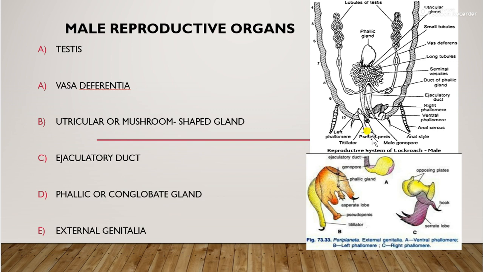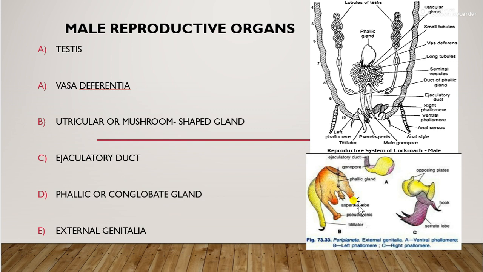Close to the pseudopenis are three small soft lobes, one of which bears a hook and is called the aspirate lobe. Look at this. This is the structure of the left phallomere. So this is the aspirate lobe. And the duct of the phallic gland traverses the left phallomere and opens between the aspirate lobe and the pseudopenis.